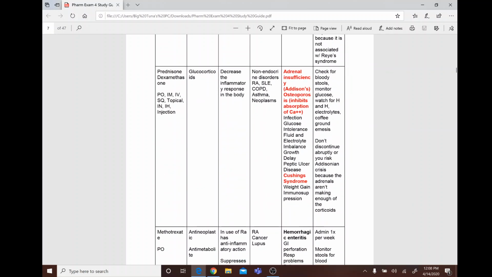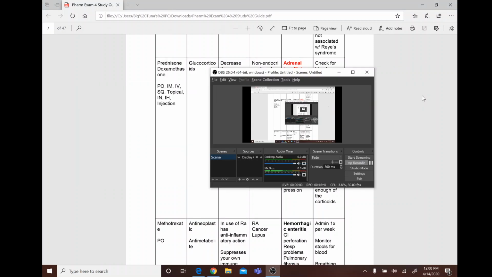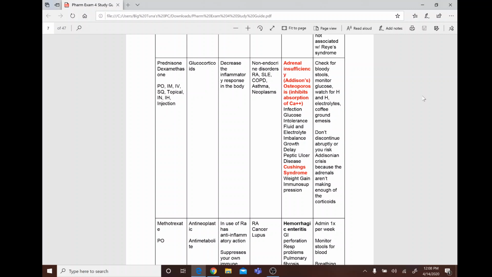All right, glucocorticoids, the prednisone, dexamethasone. How do we give those? PO, IM, IV, topical, inhalation, intranasal, injection. What is the action of the glucocorticoids? Decrease the inflammatory response of the body. What are the glucocorticoids used for? Non-endocrine disorders, RA, SLE, COPD, asthma, neoplasms.